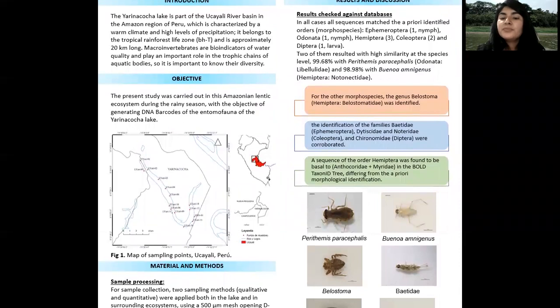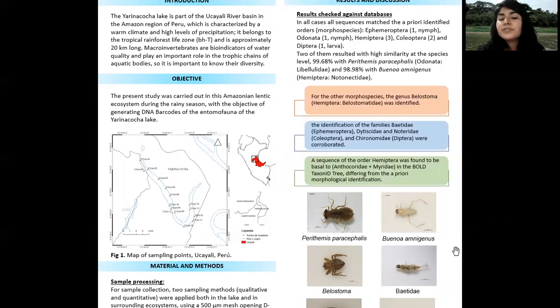For the other morphospecies, the genus Belostoma was identified, and we also corroborated some families. Those were Pyralidae, Dytiscidae, Noteridae, and Chironomidae. A sequence of the order Hemiptera was found to be basal to Omphacoridae and Miridae in the taxonomic tree, differing from the a priori morphological identification.